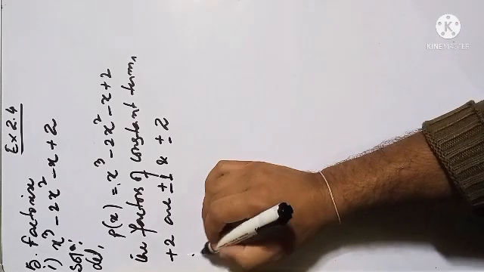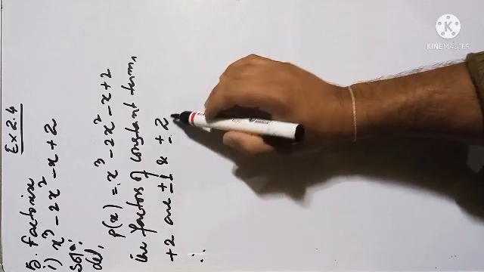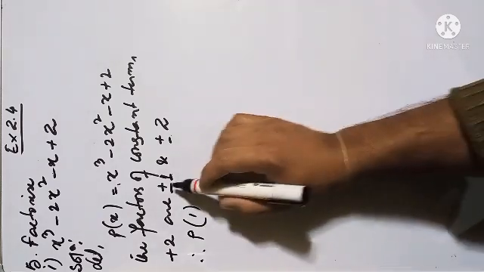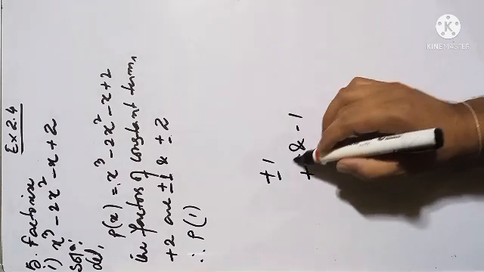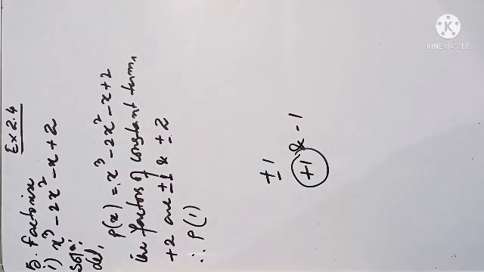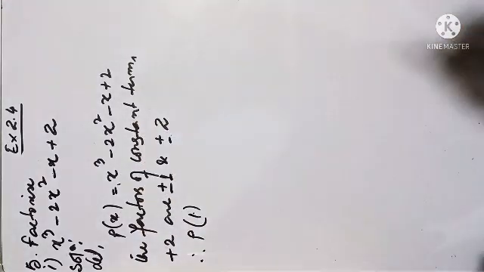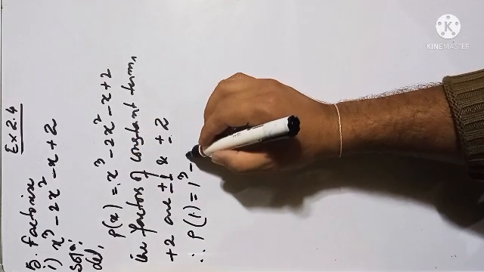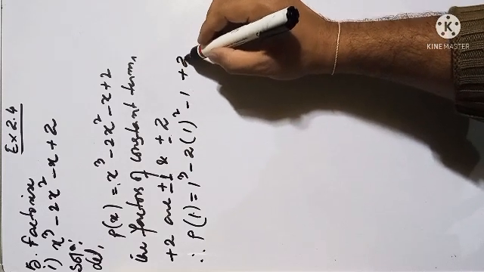What value? Therefore, we have here plus 1 and minus 1, plus 2 and minus 2. So first, let me take here p of plus 1. Plus minus 1 means plus 1 and minus 1. So let me put here plus 1 and check the value. What does it mean? When x is 1, what will be the value of the polynomial? So x means here 1 cube minus 2 into 1 square minus 1, then here plus 2.